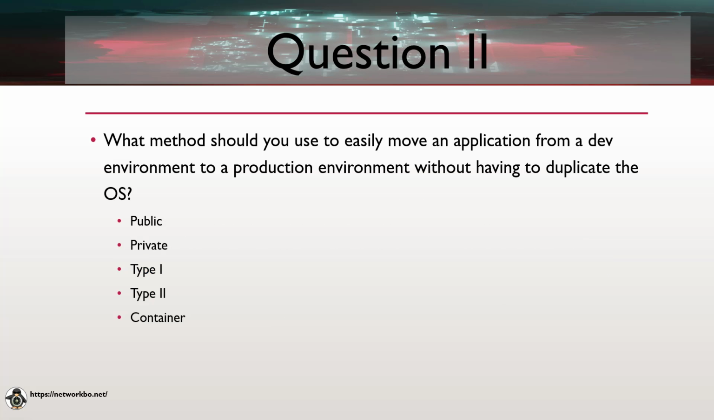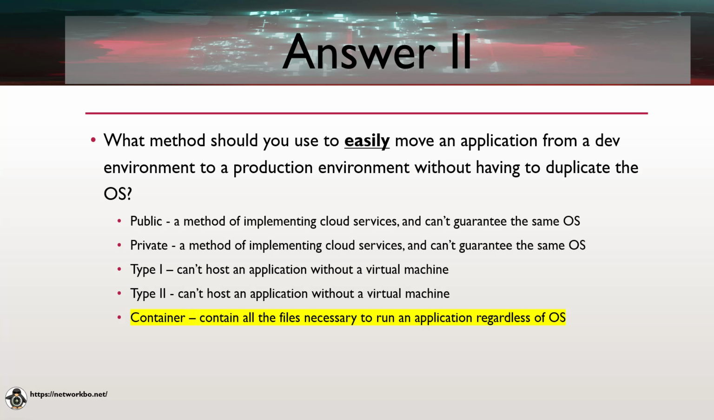Question 2. What method should you use to easily move an application from a development environment to a production environment without having to duplicate the operating system? The answer is container, because containers contain all the files necessary to run an application regardless of operating system. The keyword in this question was easily move an application. Public and private would not be the answer because they are methods of implementing cloud services and can't guarantee the same operating system. And Type 1 and Type 2 hypervisors would not be an answer because they can't host an application without a virtual machine.